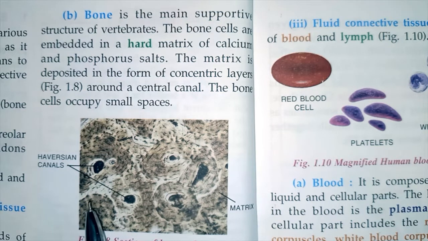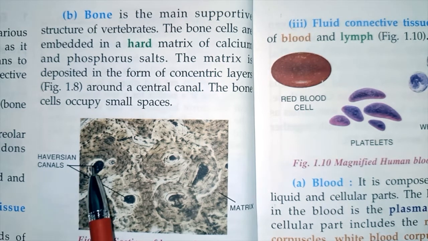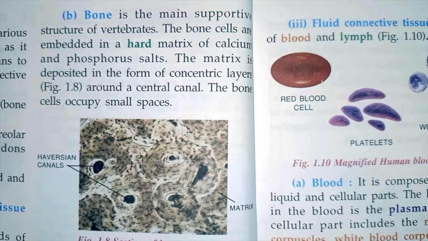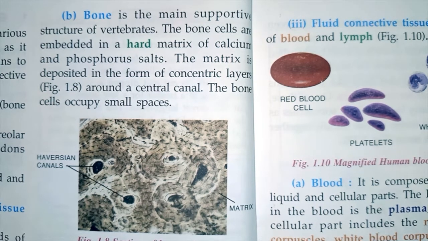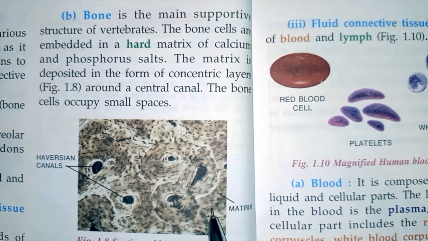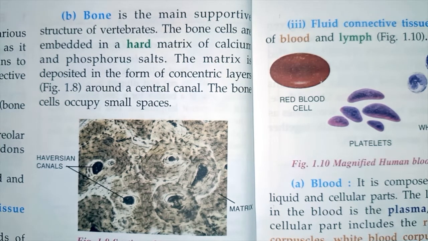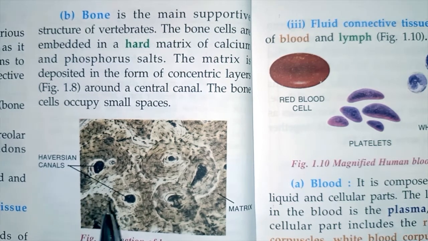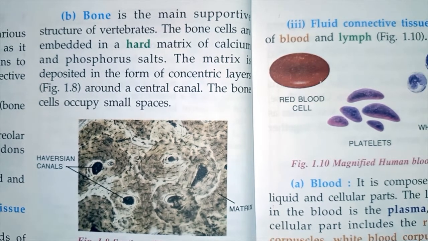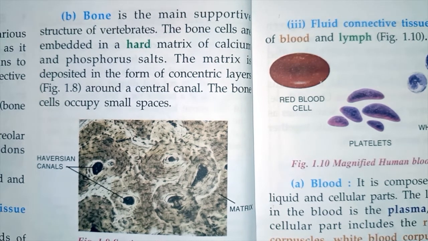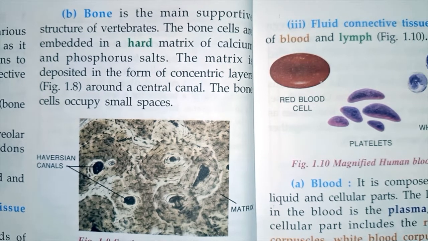The bone cells occupy small spaces. These spaces are known as Haversian canals and this fluid filled area is known as matrix. These matrix are deposited in the form of concentric layers. They all are arranged in layers like this. So this is a section of human bone. You can see these are known as Haversian canals. What is the function of bone? The main function of bone is it supports. It helps in supporting the body. Supportive structure of vertebrates.